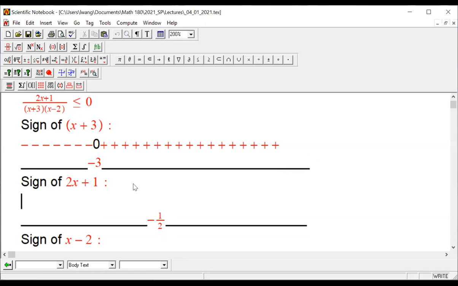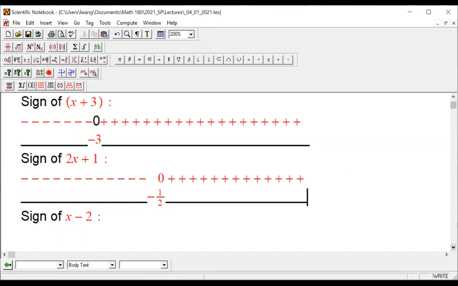In terms of changing sign, when x is less than -1/2 it is negative, equal to -1/2 it is 0, and larger than -1/2 it is positive. Okay, you guys got to do this with me to enjoy the ride.